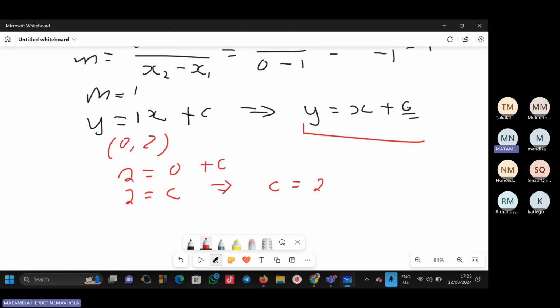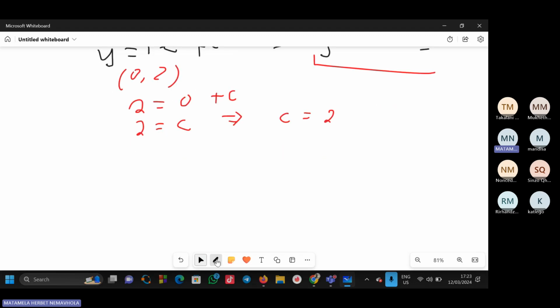Then I will substitute back into my equation this c value that we just got. So when we substitute it back, you will find that our equation is y equals x plus 2.